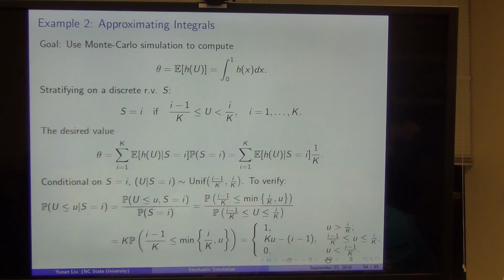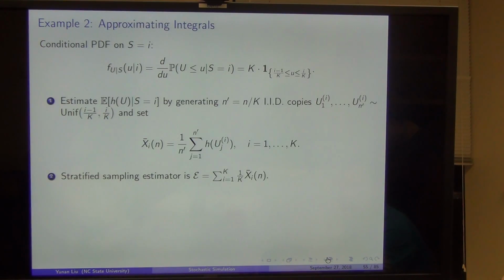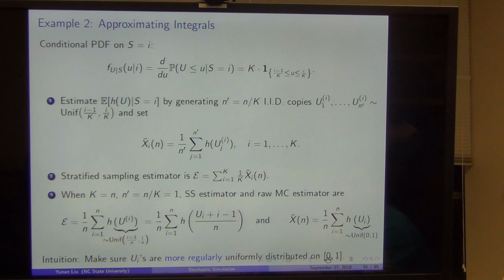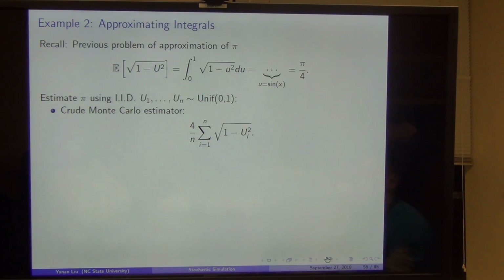Let's see if we can use stratified sampling to further improve that estimator there. Okay. See, this is some h function of u, right? So estimating pi using the crude Monte Carlo estimator would be this. I mean, the 4 comes from the 4 pi over 4, right? So multiply by 4, you have pi. I'm multiplying 4 on both sides, right?